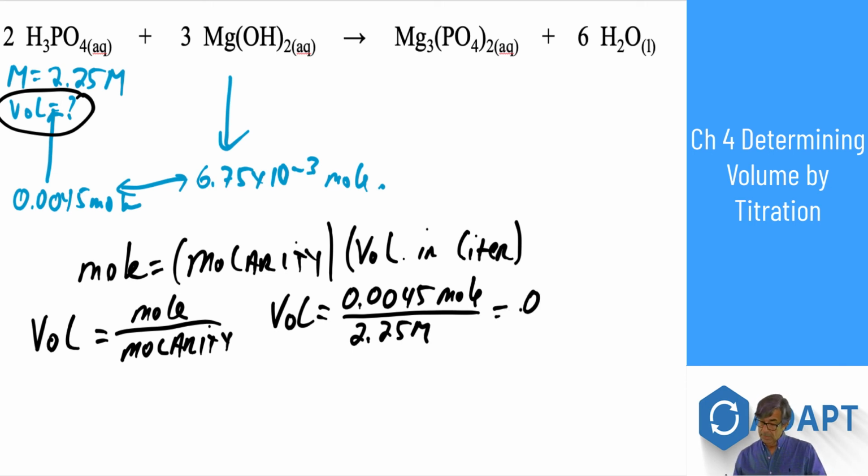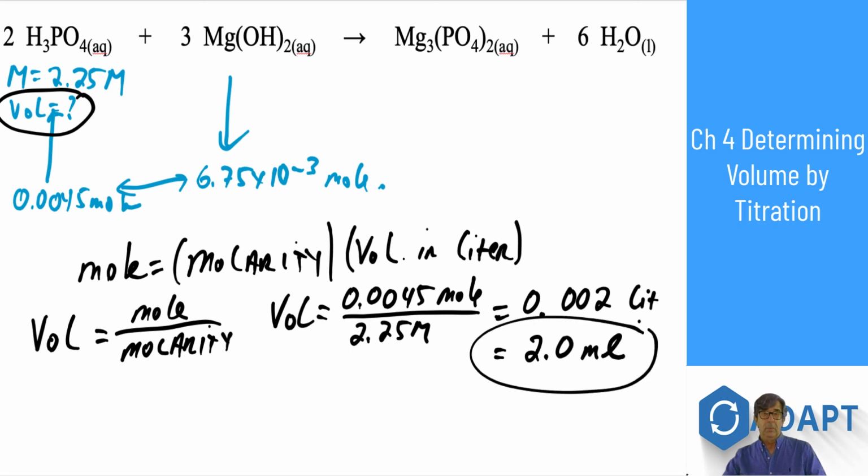That value will equal 0.002 liters. And if we want to re-express it in milliliters, we shift the decimal over to the right 3 places, and our final answer in milliliters will equal 2.0 milliliters. That's the amount it will take to reach the equivalence point.